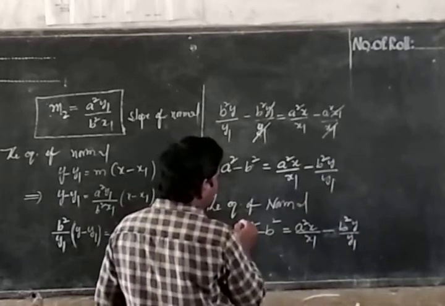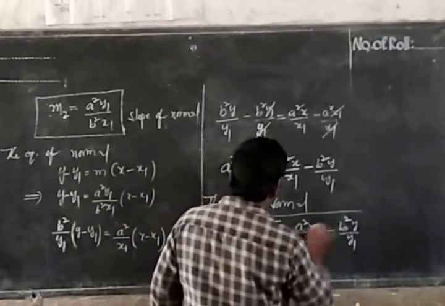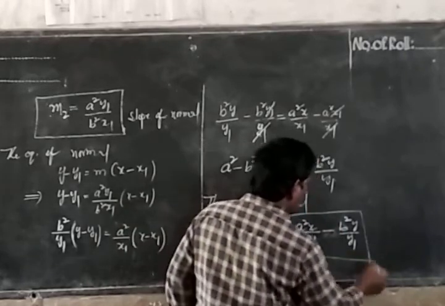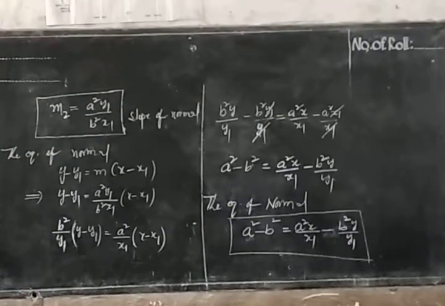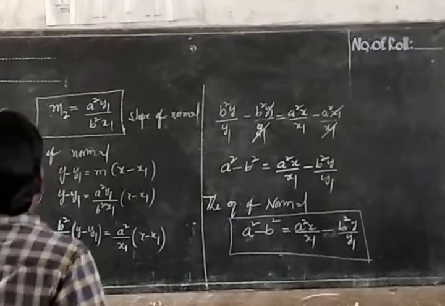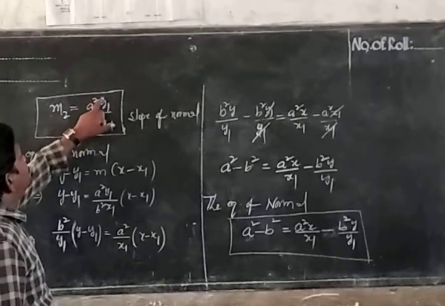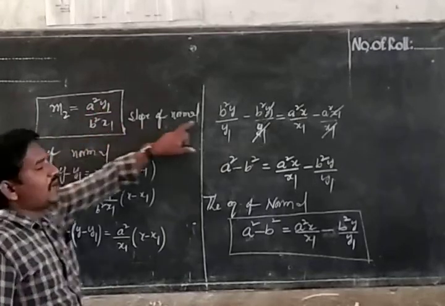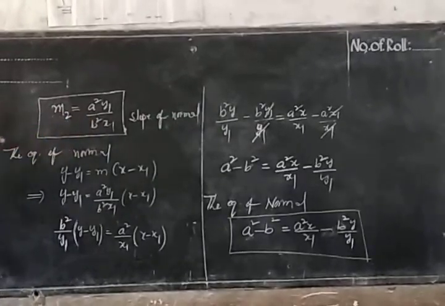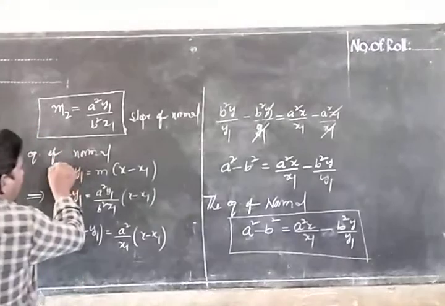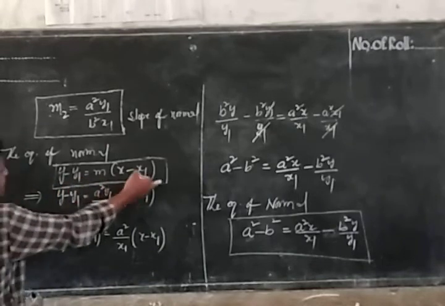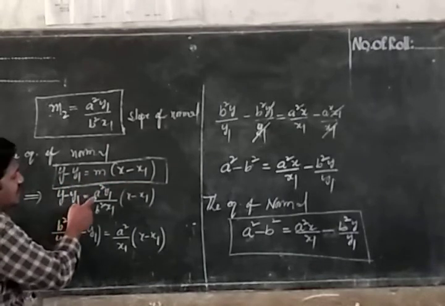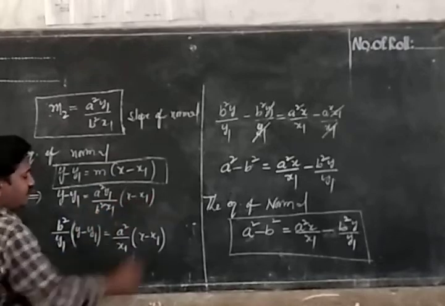Okay, this is the equation of the normal. We got m2 equal to a square y1 by b square x1, the slope of the normal. By taking the slope of the normal, we get the equation of the normal. Here the formula is y minus y1 equal to m into x minus x1. So y minus y1 equal to a square y1 by b square x1 into x minus x1.